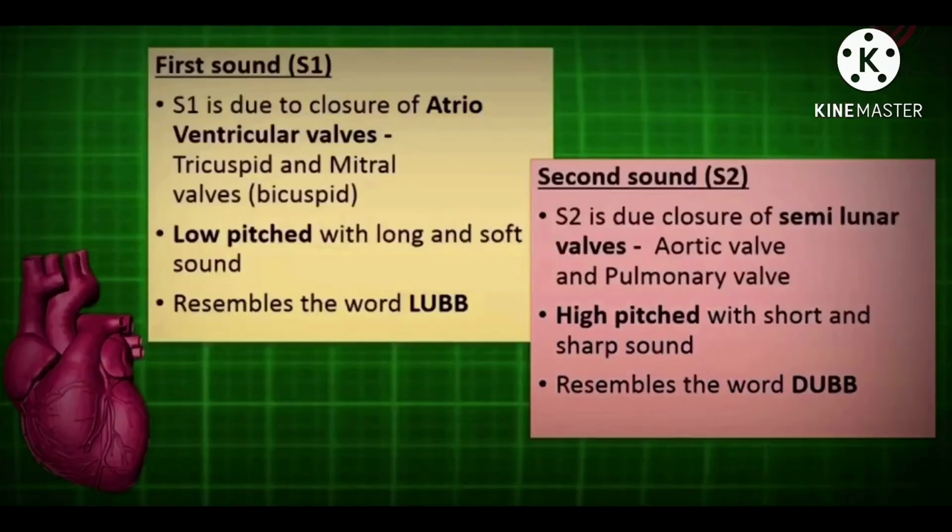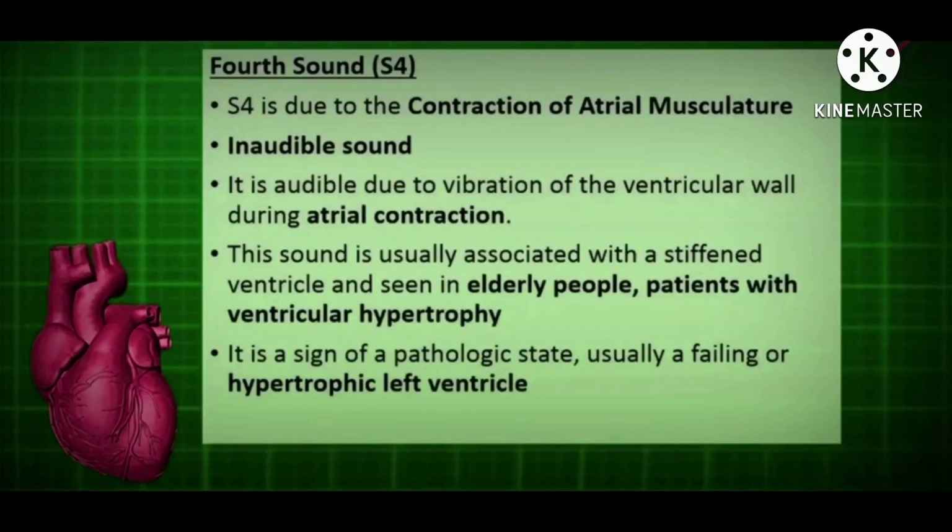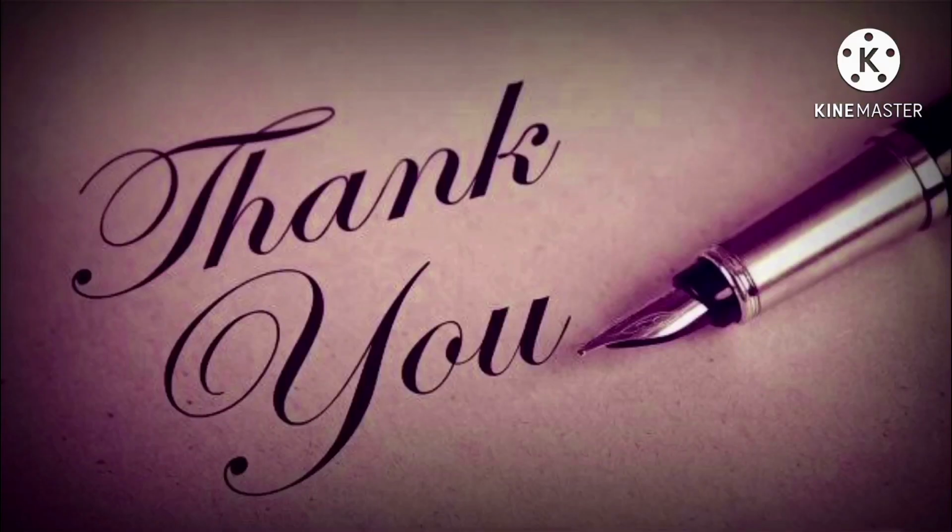Heart sounds: first sound and second sound. First sound S1 is due to the closure of atrioventricular valves, and S2 is due to the closure of semilunar valves, aortic valve and pulmonary valve. Third sound S3 is due to rushing of blood into the ventricles, and it is a low pitched sound. Fourth sound is due to the contraction of atrial musculature, and it is normally an inaudible sound.